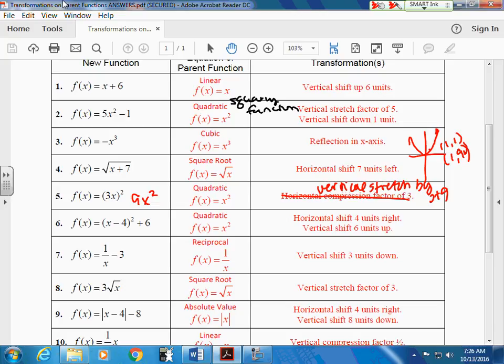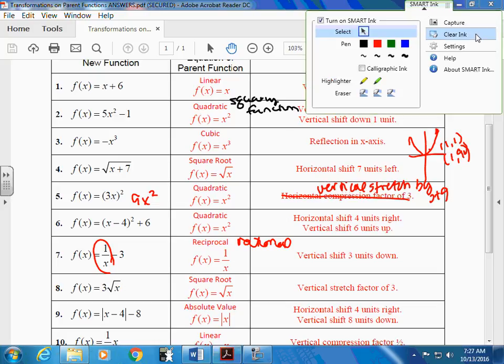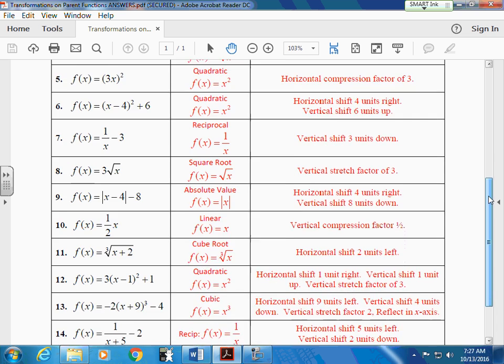Good. This is your, they call it a reciprocal, we call it a rational, whatever you'd like to call it. It left it there, it just took a vertical shift down 3. That's the one that has the asymptote in it. It has to have an asymptote because x cannot be 0. So that's the one that has the asymptote. Stop me if you have any questions, guys.